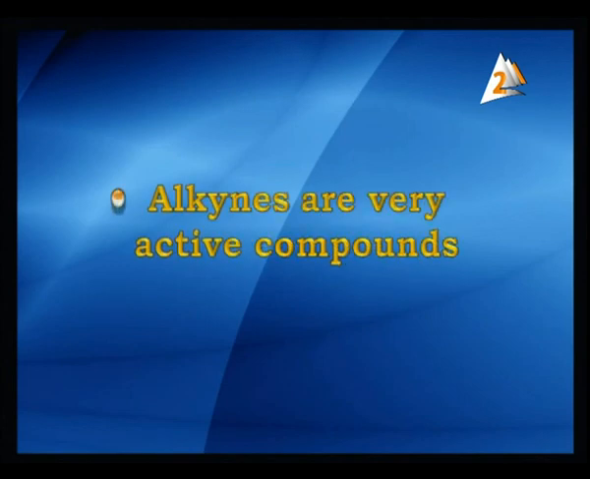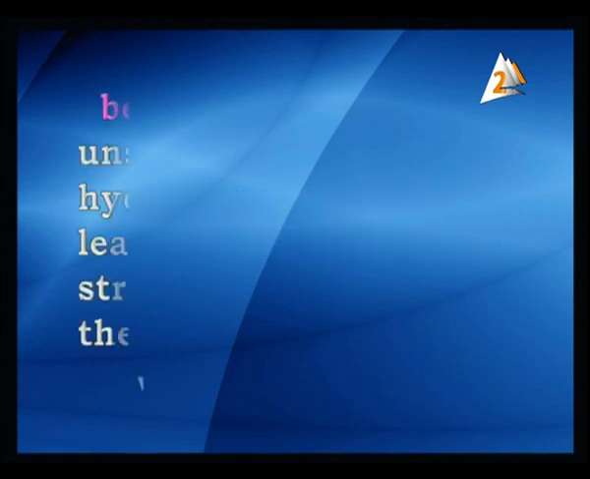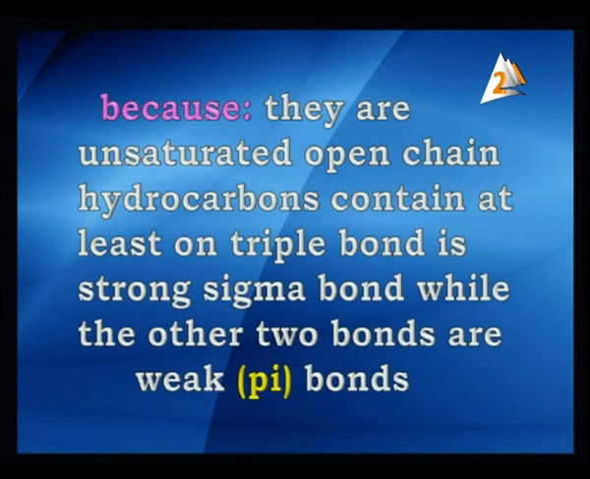After that, alkynes are very active compounds due to the bond between the carbons. Because an alkyne is an unsaturated open chain hydrocarbon containing at least one triple bond. We have 1 sigma bond and 2 pi bonds. The sigma bond is the strongest, while the other two pi bonds are very weak, which makes breaking and substitution reactions easy.